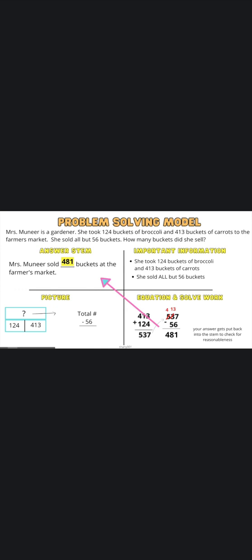And what we're going to do is, after we solve our work, our answer gets put back into the stem. So our answer can go back to the first box. So we could go ahead and fill it in. Mrs. Munir sold 481 buckets at the farmer's market.